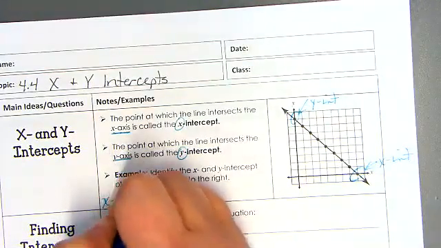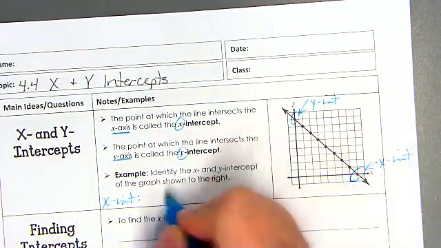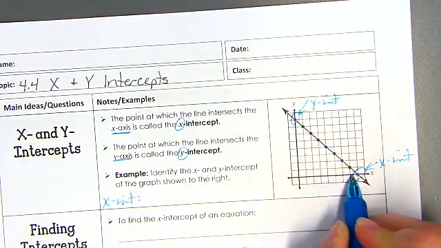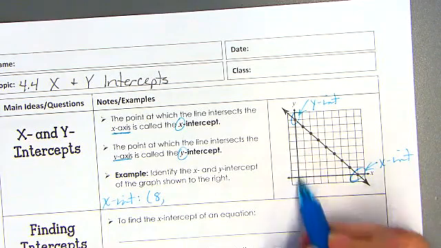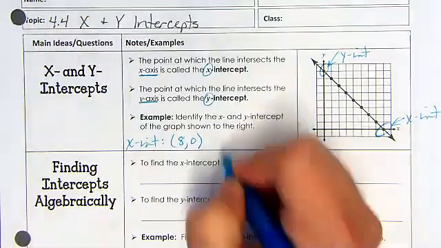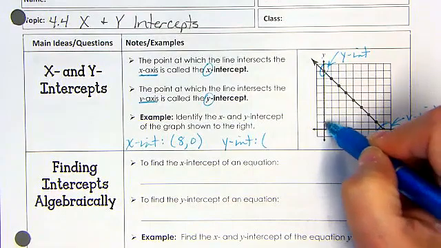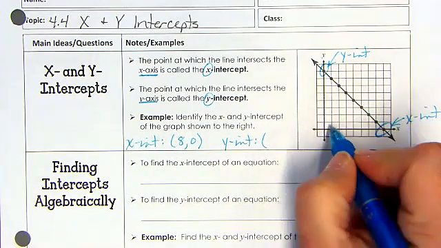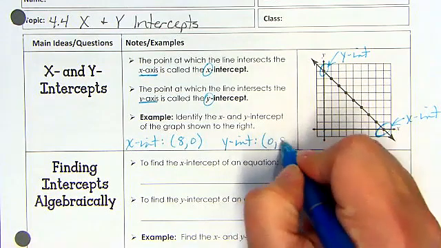So my x-intercept is going to be an ordered pair. This ordered pair right here is located at 1, 2, 3, 4, 5, 6, 7, 8. So this is 8 on the x-axis, and it doesn't go up or down any, so it's at 0 on the y-axis. So there's my x-intercept. The y-intercept is up here, so it's 1, 2, 3, 4, 5, 6, 7, 8 on the y-axis, but it's at 0 on the x-axis because it's on the actual y-axis. So this is (0, 8).